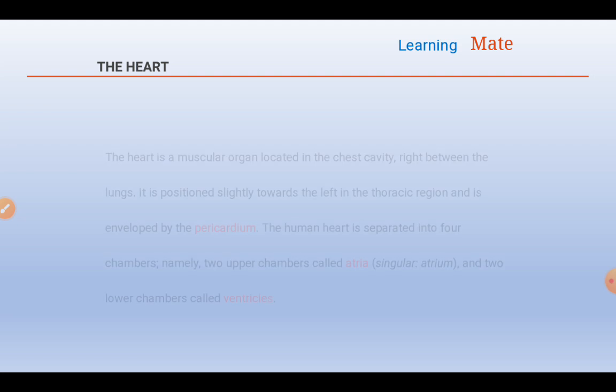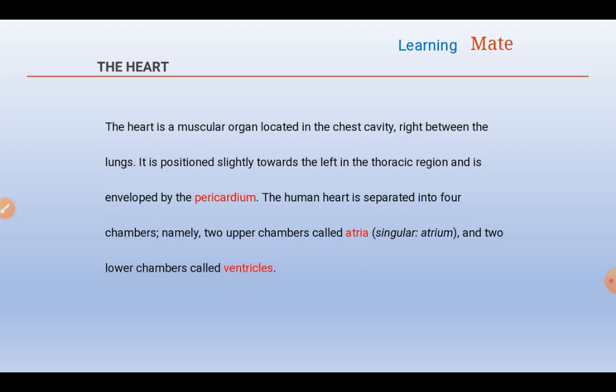Let's talk about the heart. What then is the heart? The heart is a muscular organ located in the chest cavity, right between the lungs. It is positioned slightly towards the left in the thoracic region and is enveloped by the pericardium. The heart is separated into four chambers, namely two upper chambers called the atria, where singular means atrium, and two lower chambers called the ventricles.